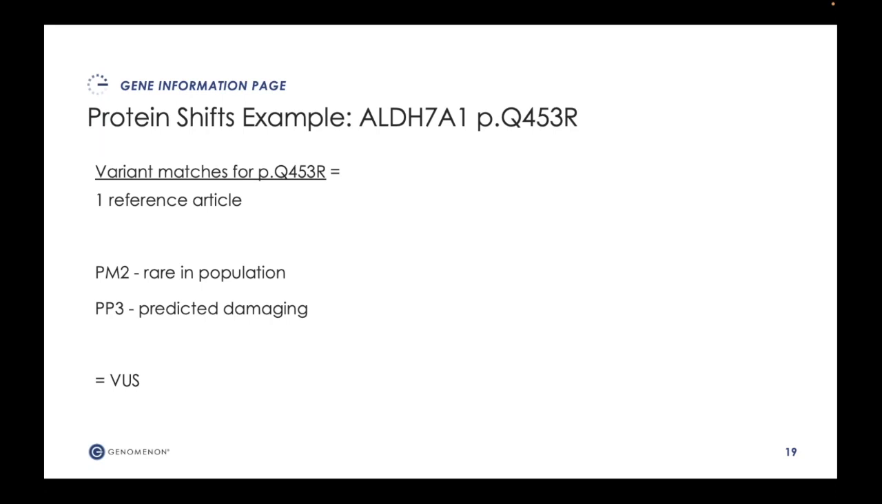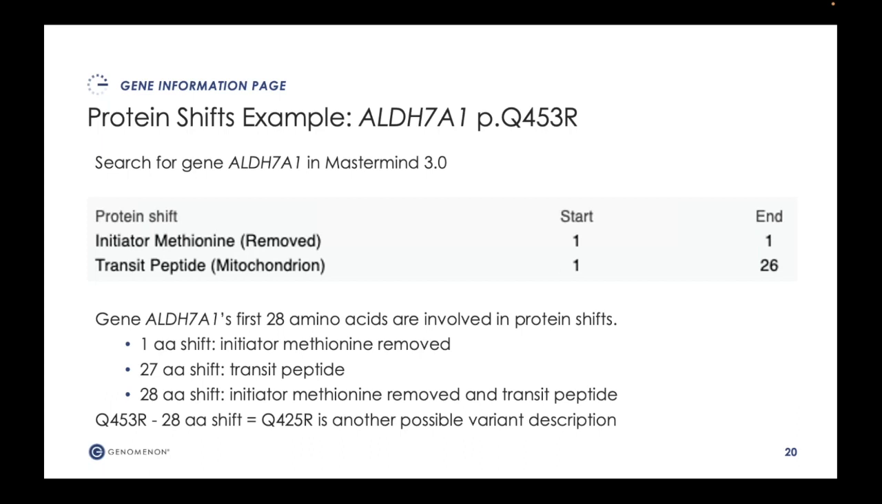Next slide. However, if we use Mastermind, we would probably approach this differently. First, I would search for my gene of interest, which is ALDH7A1 in Mastermind 3.0. I then go to the protein shift section in the gene summary and see this particular result. So for this gene, we have an initiator methionine, which has been removed at position 1, and we have a transit peptide from positions 1 to 26.